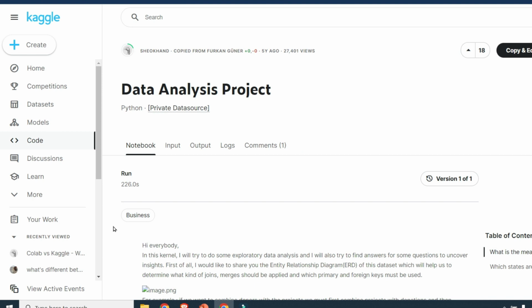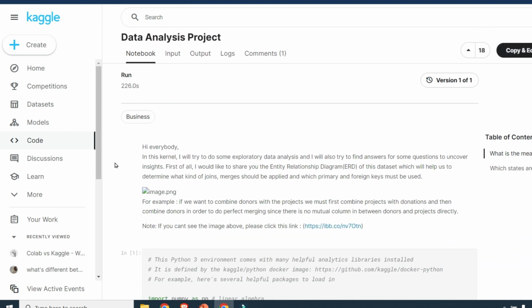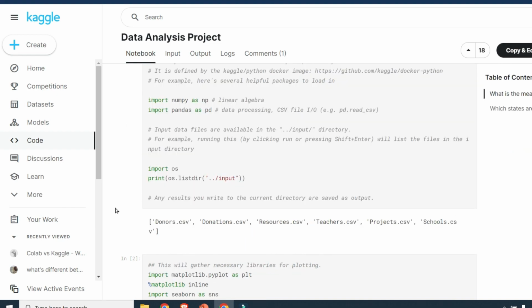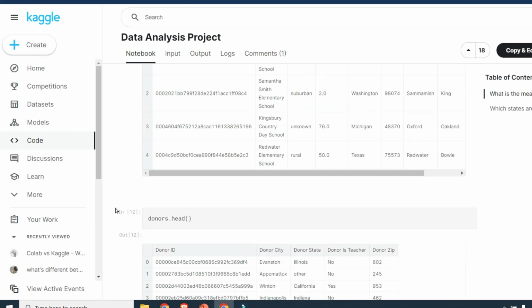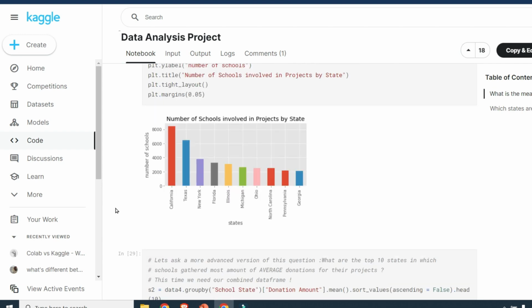Here's another one here, data analysis project. So just make sure you have your introduction with your business case, and then you'll have your code, and at the bottom, you'll have your insights and your visualizations here.